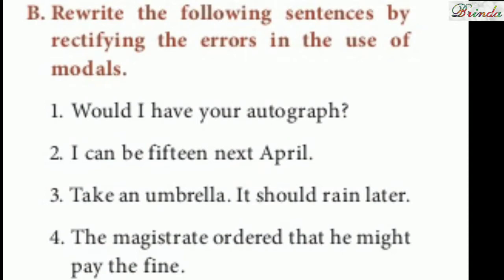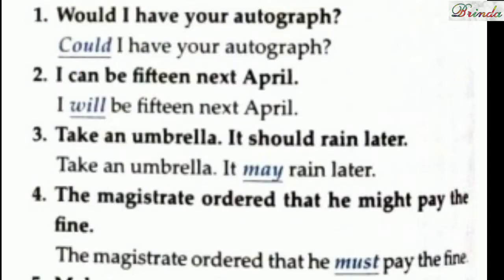First one is, would I have your autograph? That is wrong. What is the right answer? Could I have your autograph? Could instead of would. Second one, I can be 15 next April. What is the answer? I will be 15 next April. Third one, take an umbrella. It should rain. That is wrong. So, take an umbrella. It may rain later.